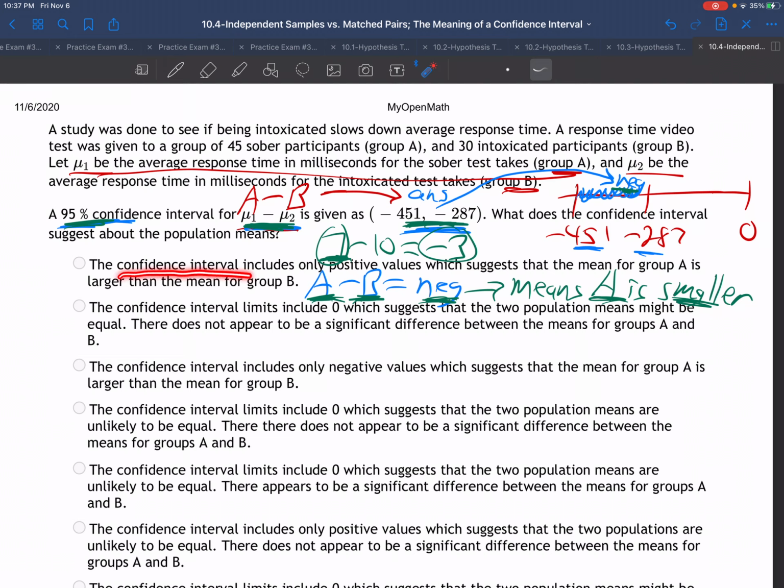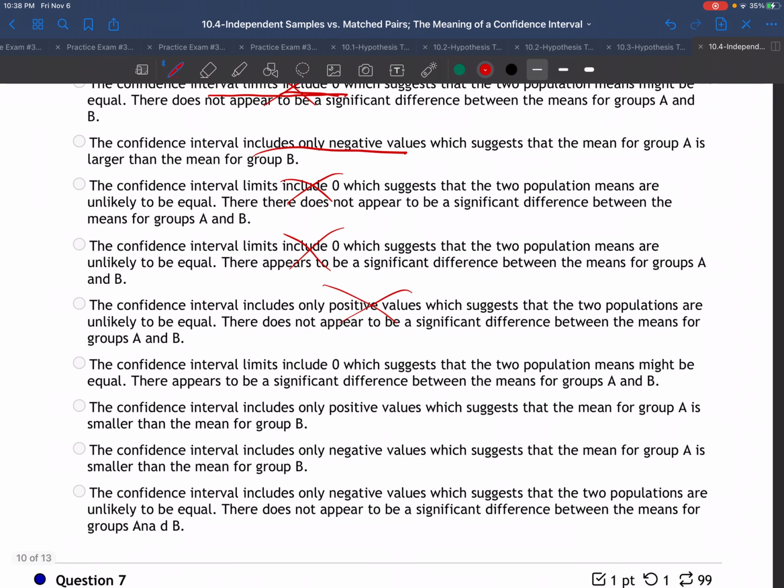What does it mean? The confidence interval includes only positive? No, it doesn't. It includes only negative. Includes zero? The interval includes zero, they do? No. Zero's way over here. Here's our interval between negative 451 and negative 287 right in there. Zero's way over here. No, it doesn't include zero. Let's get rid of those. Only negative, yeah, that's right. Let's get rid of these other ones. Includes zero, no way. Only positive, no way. Only negative, only negative.